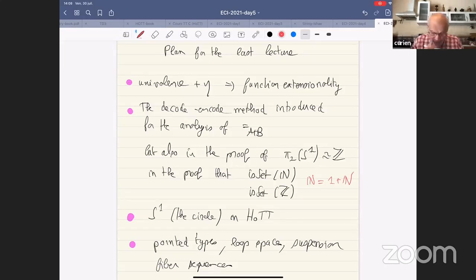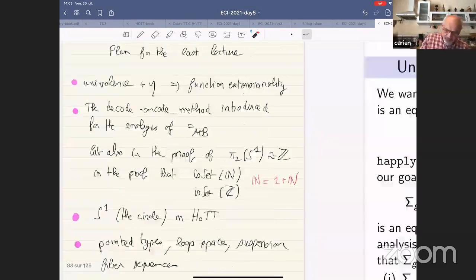Okay, and so the decode encode method is used actually in the study of the fundamental group of the one sphere or the circle. It will be used twice. Once implicitly for establishing these properties that Z is a set, and once explicitly in the course of proving this equivalence here. Okay, and that's a plan. Okay, so let's carry on.